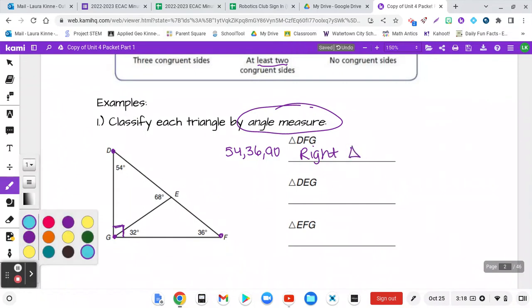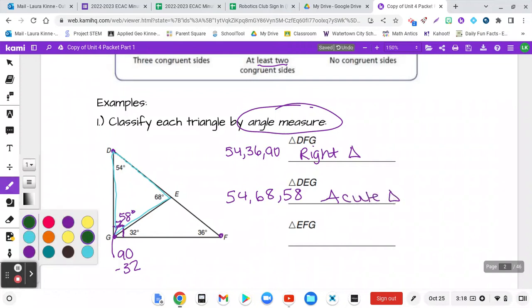DEG. Well, right now we have the 54 and we have the 68. Since this whole thing is 90 and that's 32, if we do 90 minus 32, we'd find that this missing angle is 58. So we have angles of 54, 68, and 58. All of those are acute, so it's an acute triangle.